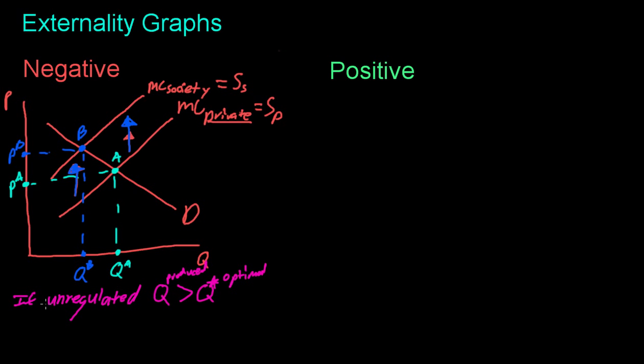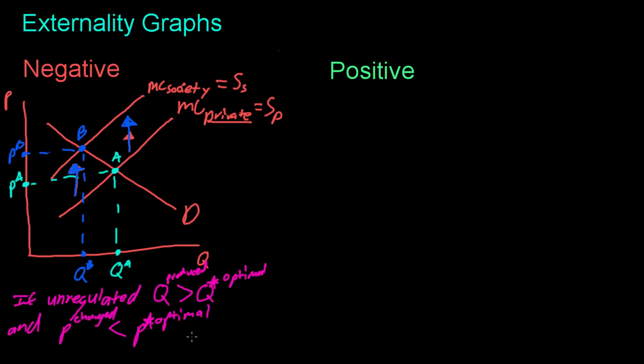And the price charged, or the price in the market, I'll just write charged, will be less than the optimal price, which is if the externality is internalized. And this is optimal.